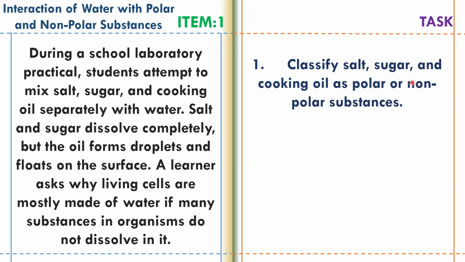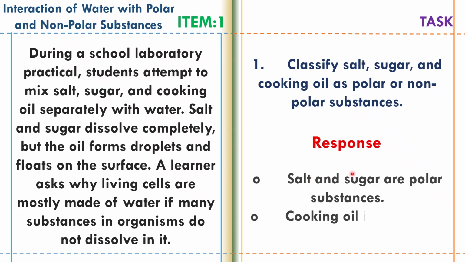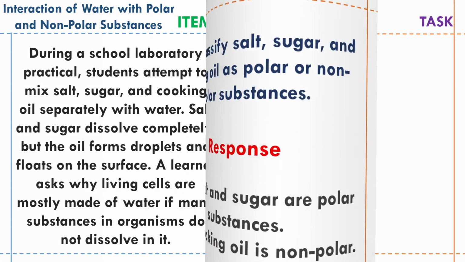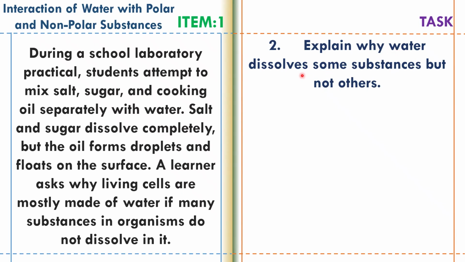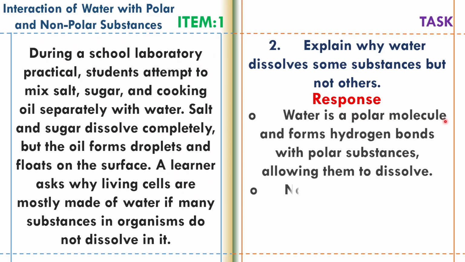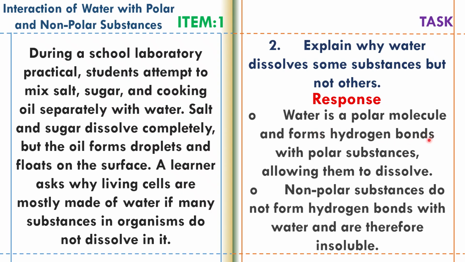Let's start with classify salt, sugar, and cooking oil as polar or nonpolar substances. Salt and sugar are polar substances. Cooking oil is nonpolar. Explain why water dissolves some substances but not others. Water is a polar molecule and forms hydrogen bonds with the polar substances, allowing them to dissolve. Nonpolar substances do not form hydrogen bonds with water and are therefore insoluble.